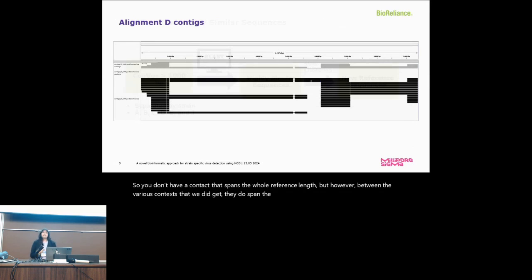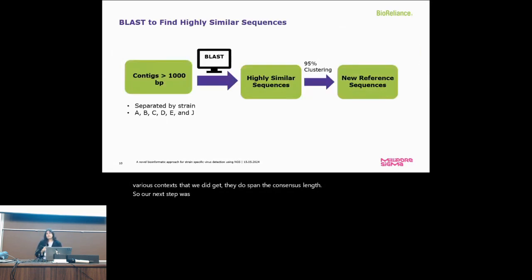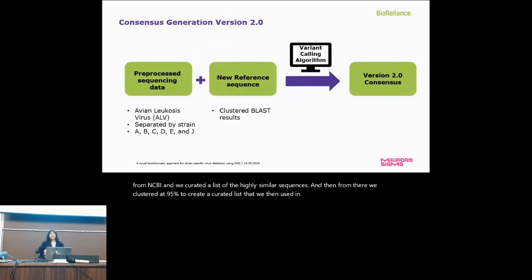Our next step was to filter these contigs to only include those greater than 1,000 base pairs, still separated by strain. Then we blasted against ALV sequences that we downloaded from NCBI, and we curated a list of the highly similar sequences. From there, we clustered at 95% to create a curated list that we then used in another iteration of consensus generation.